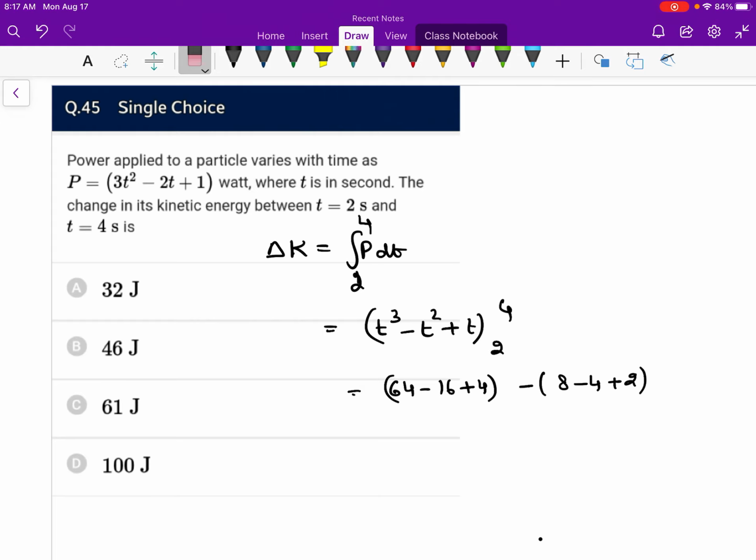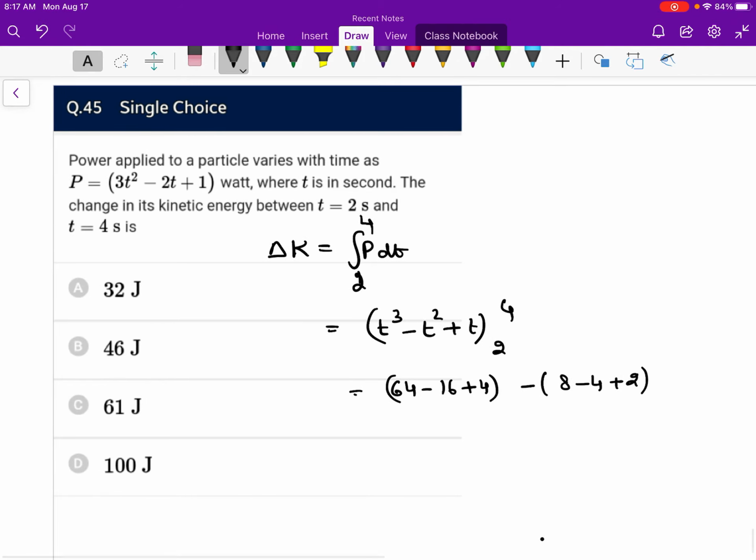So 64 minus 16 plus 4 is 52. So this is 52 minus 4 plus 2, that is 6. So this is 46 joules. So B is the correct option.